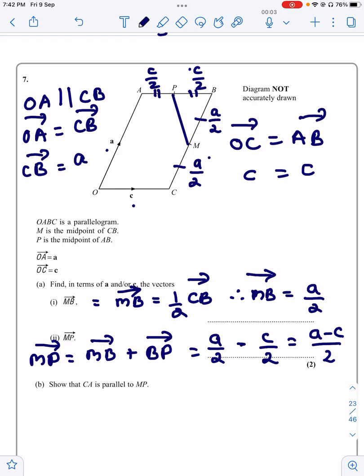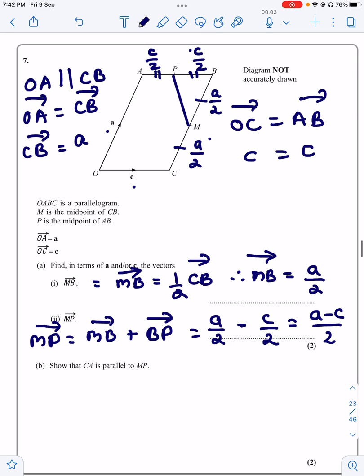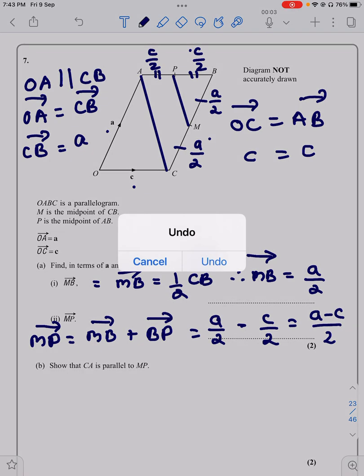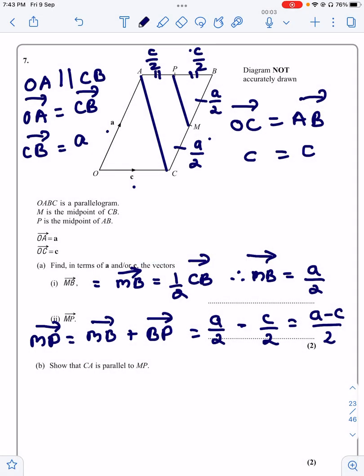Okay. Now a very interesting question. This is very important because they have asked this proof many times in the boards. Show that CA is parallel to MP. First draw the line. I have to prove that CA is parallel to MP. To prove that, my dear students, I need to have some connection between CA and MP. So let's see the connection.